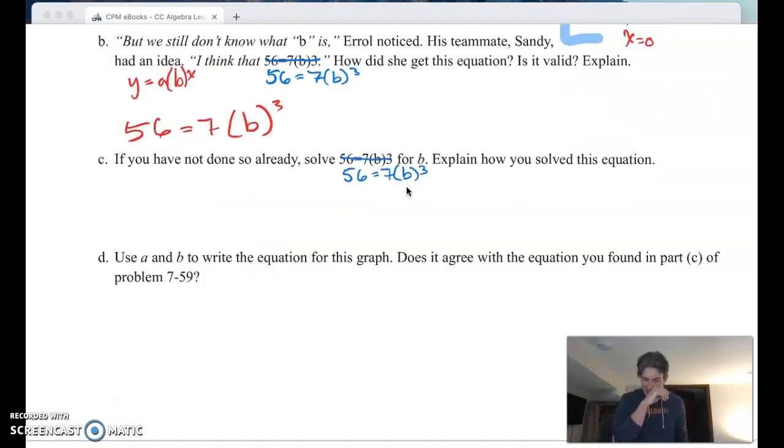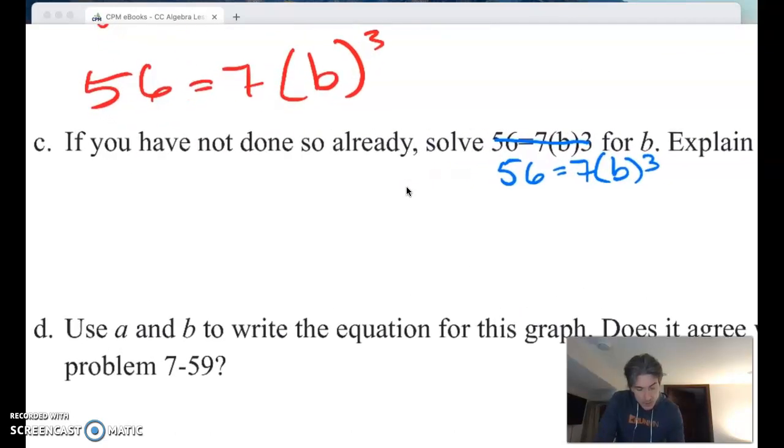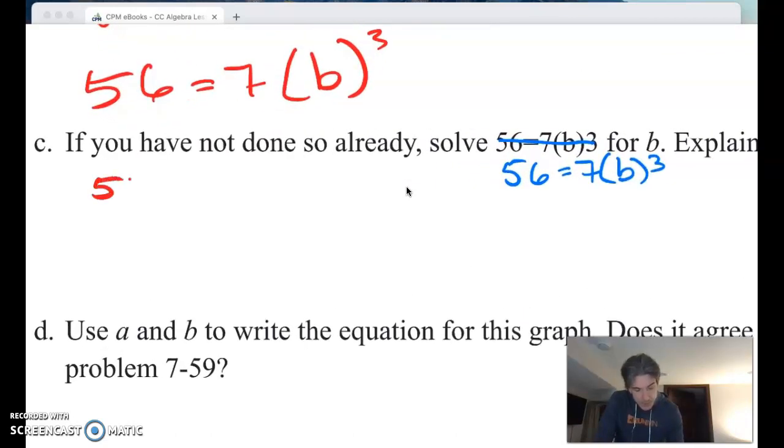It says if you haven't done so already, solve for b. Explain how you solve this. Well, we did solve this one in the last video, but let's remember, we're going to go ahead and solve the way we've solved before. I'm going to zoom in. I'm going to write a little bigger. Let's recopy this: 56 equals 7 times b to the third.